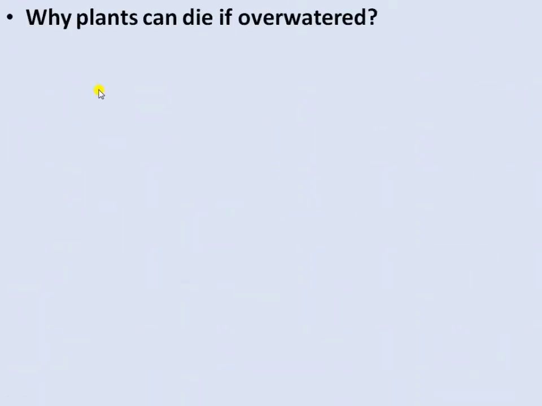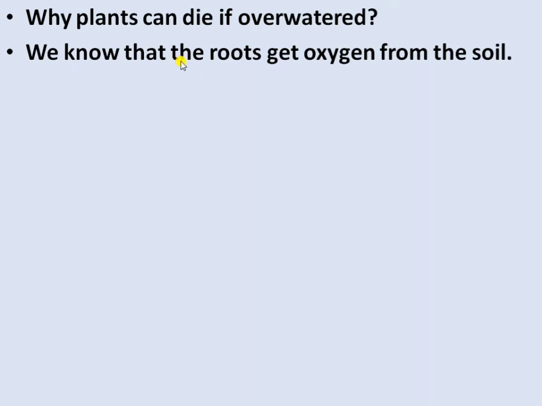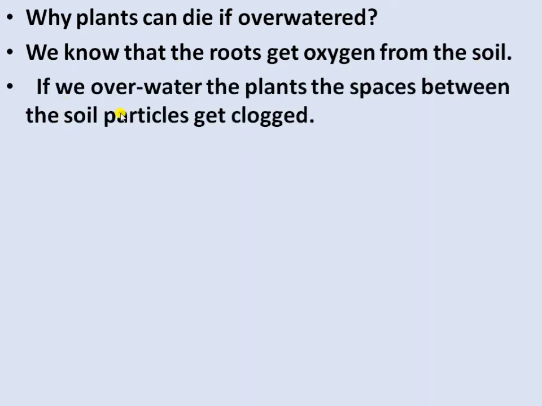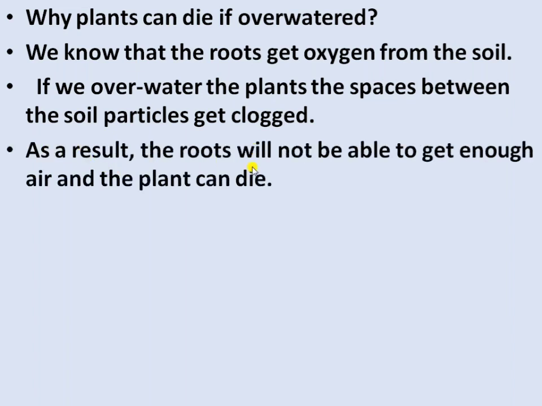Next is about why the plants can die if overwatered. We know that the roots get oxygen from the soil. So if we overwater the plants, the spaces between the soil particles get clogged. As a result, the roots will not be able to get enough air and the plant can die.